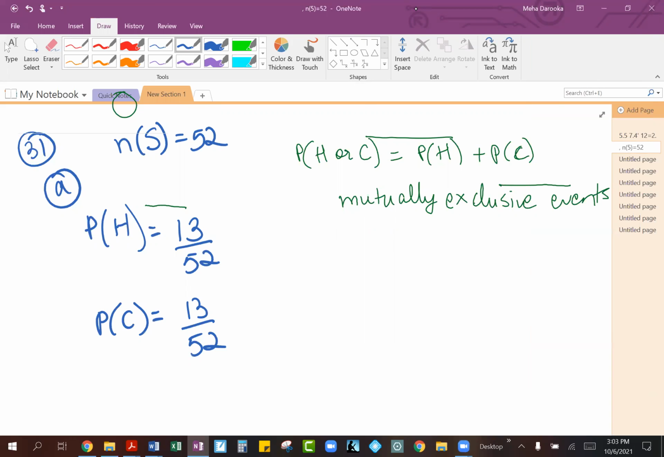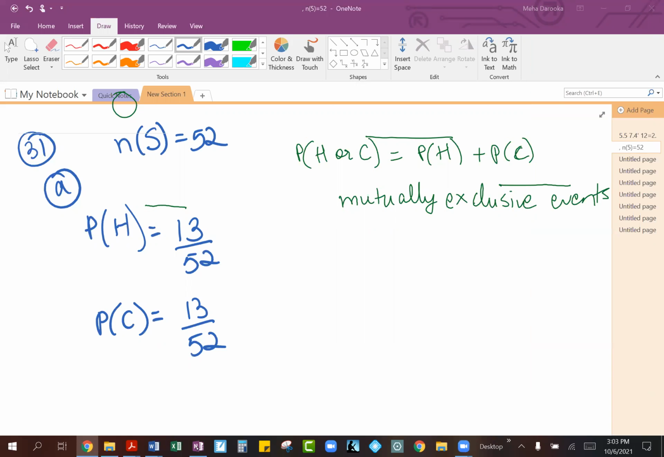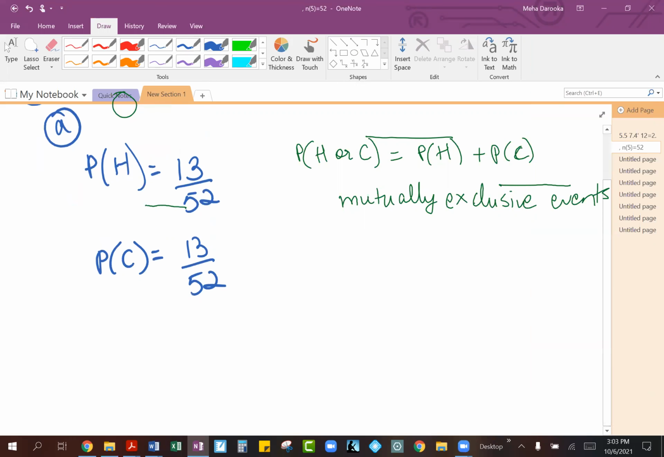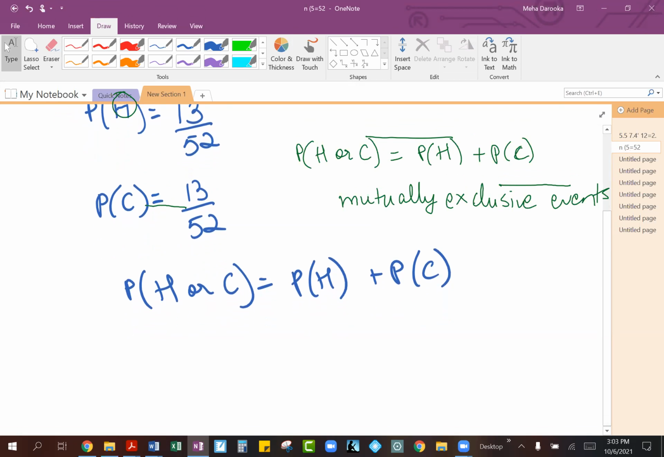So when they're asking us what is the probability that the one card we select could be a heart or a club, you add both of those probabilities together. And this is where our little exercise on those fractions comes into play. So a heart or a club is going to be adding the two fractions together. Can you tell me what our total will come out to be here?